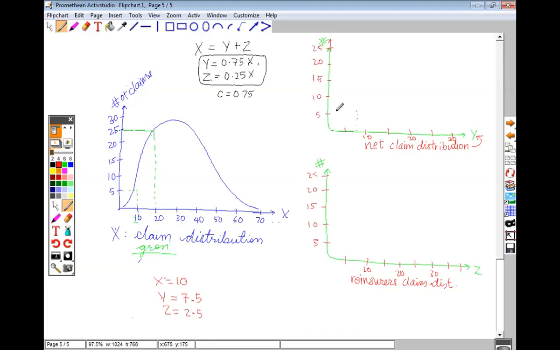So if I were to plot something, I will get to a point which is here, right? And for this reinsurance company, I'll have somewhere here 2.5, and we'll have 5 number of claims, right? And now if I have my X equal to 20, what will be my Y and what will be my Z? Anyone? $16 and $4, right?